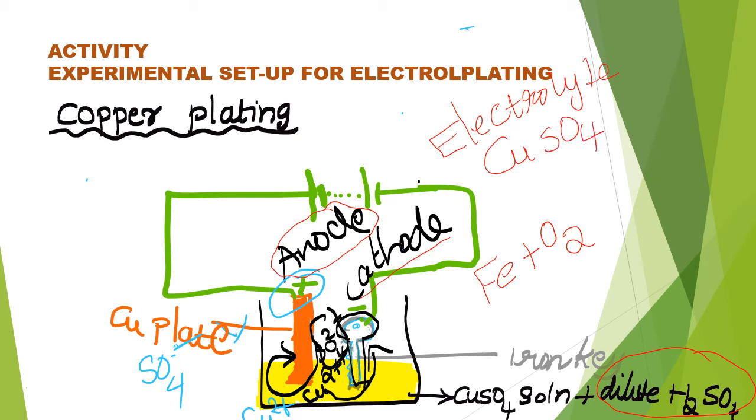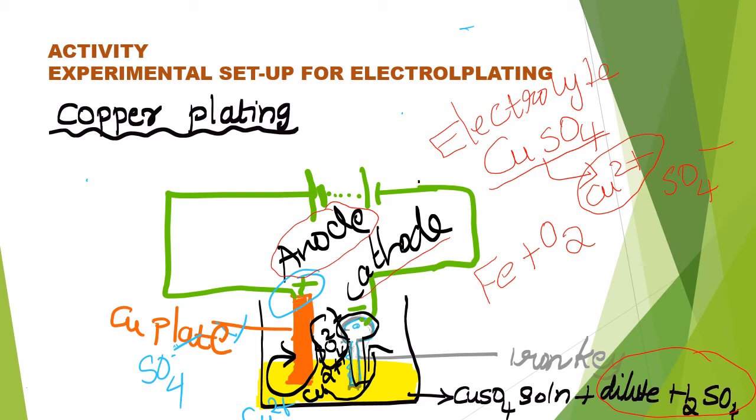CuSO4. Once electricity is passing through the electrolyte, this copper and sulfate are dissociated into cation and anion. So first the reaction happened in electrolyte. Copper and sulfate ions are separated. Once this is separated, the cation, as it is positively charged, has a tendency to go to the negative electrode, the cathode.